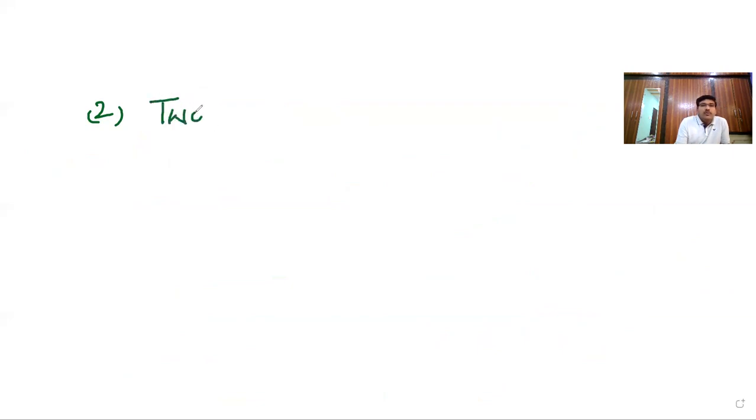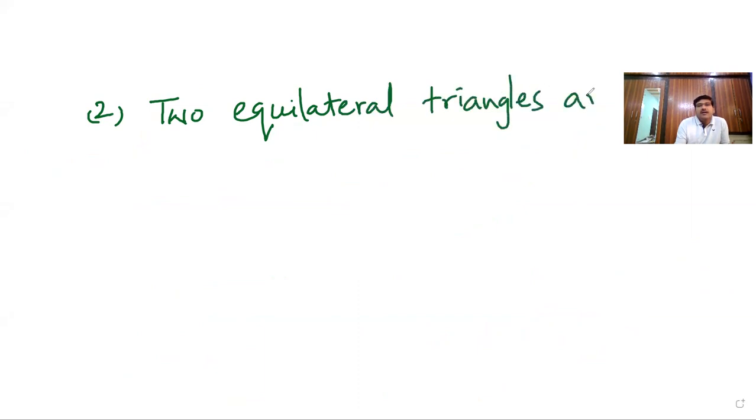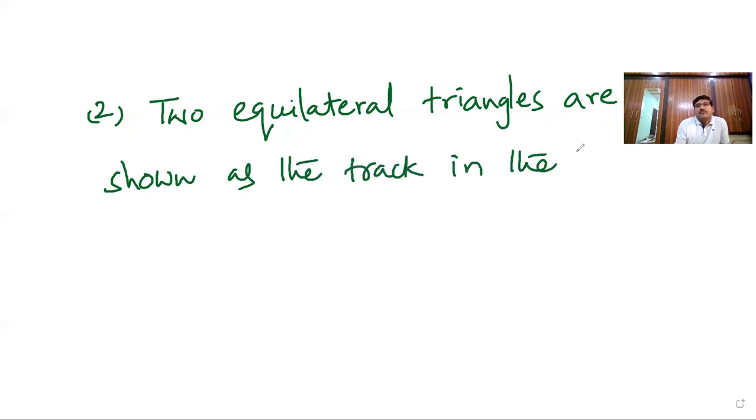Two equilateral triangles are shown as the track in the following figure. Clear?